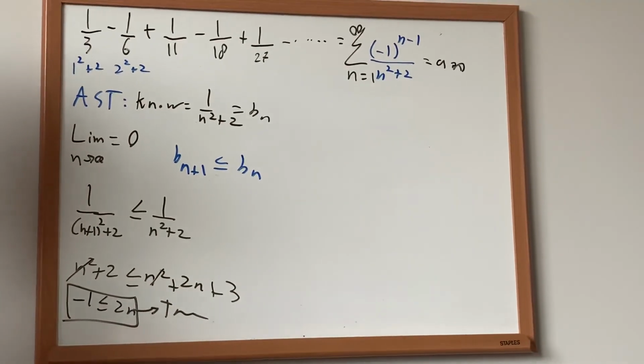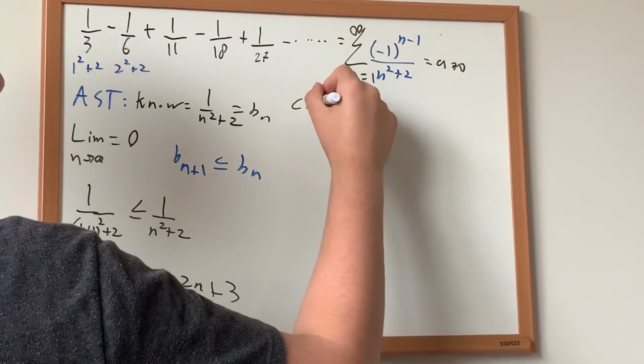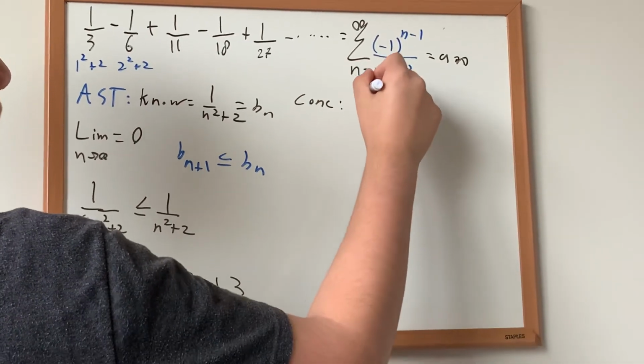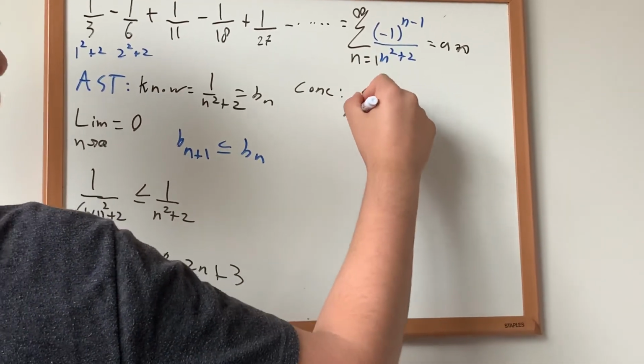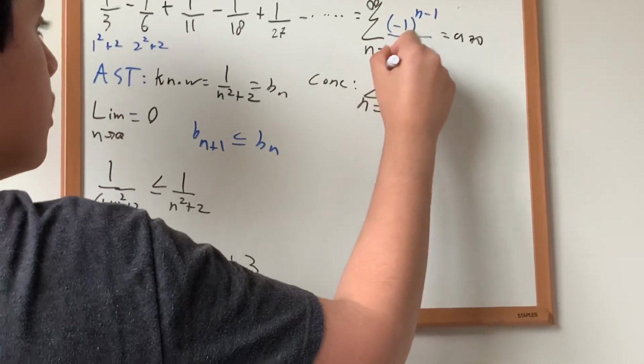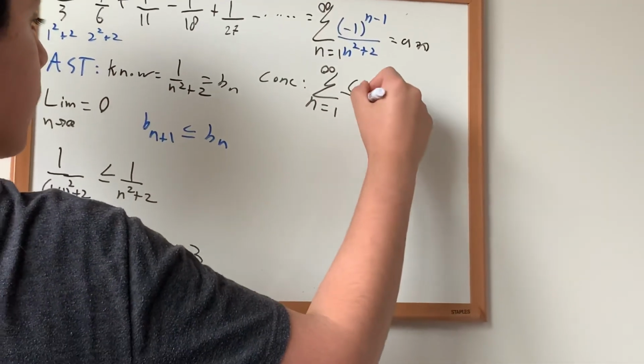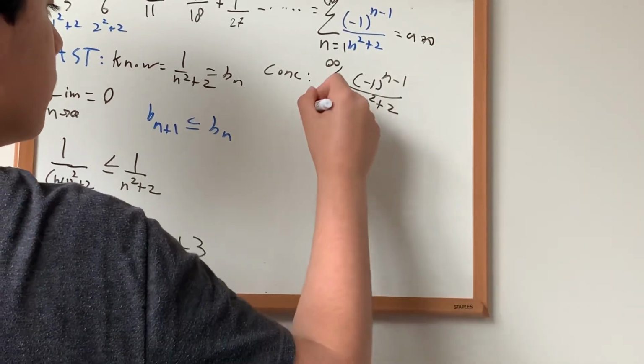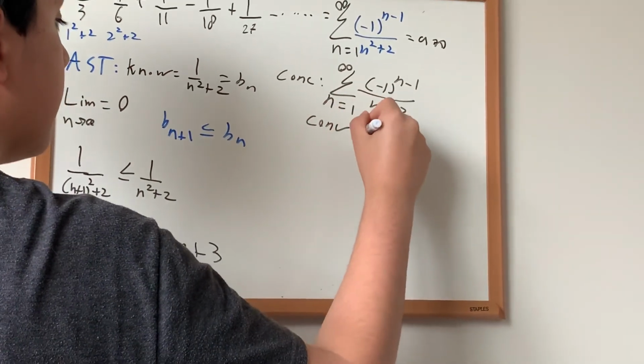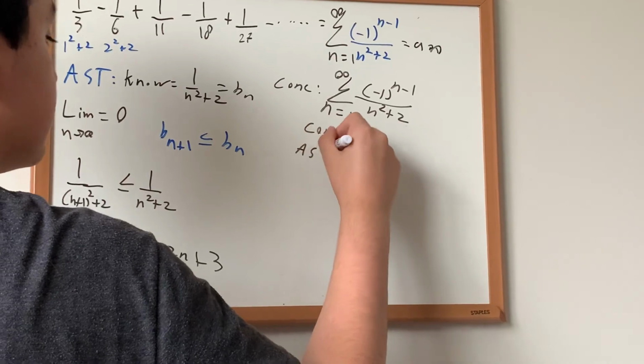So we can conclude that the sum from n equals 1 to infinity of -1 to the power of n minus 1 over n squared plus 2 converges by the alternating series test.